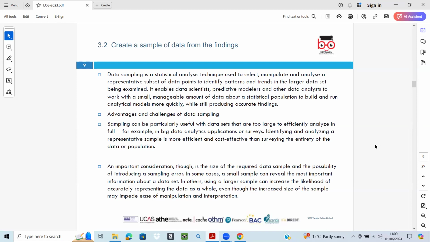Then we have to compare the sample characteristics, for example, gender distribution and geographical location, to the overall population, and we can adjust if significant discrepancies are found. So these all are the important aspects.